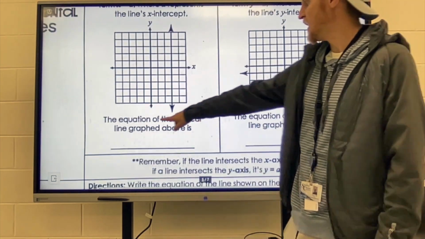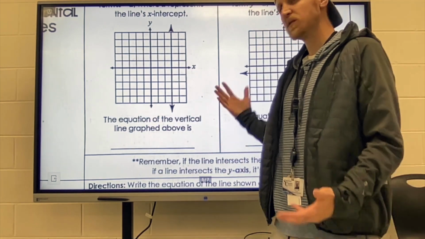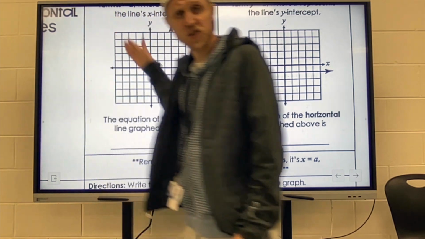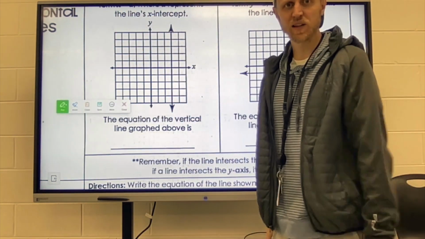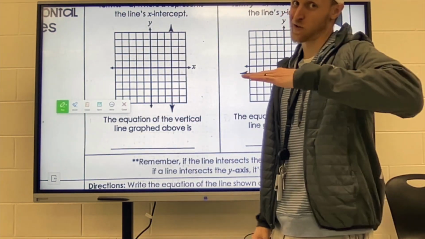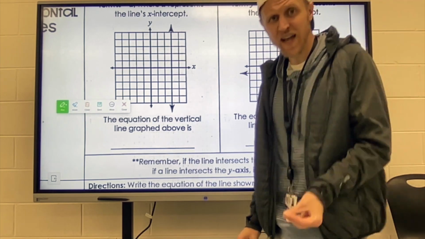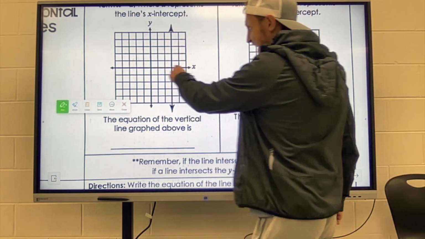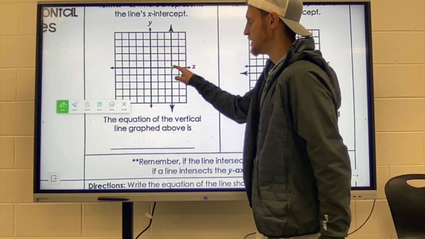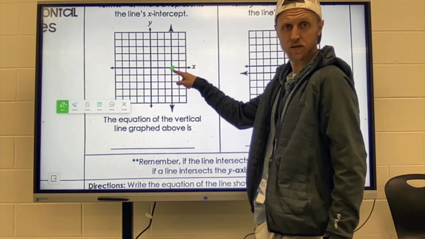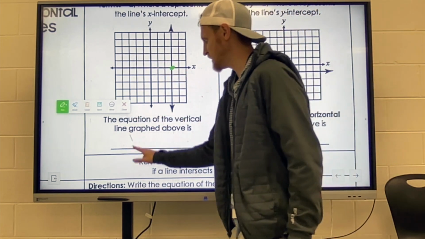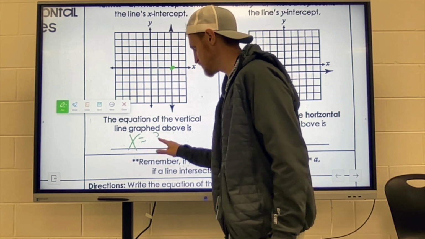The equation of the line graphed above is, well, it's very simple. You just put the x value that it's crossing. To write the equation of vertical and horizontal lines, we're just writing down the thing that's getting crossed. We are crossing the x-axis at 3. 1, 2, 3. So the equation of the line is just x equals 3.